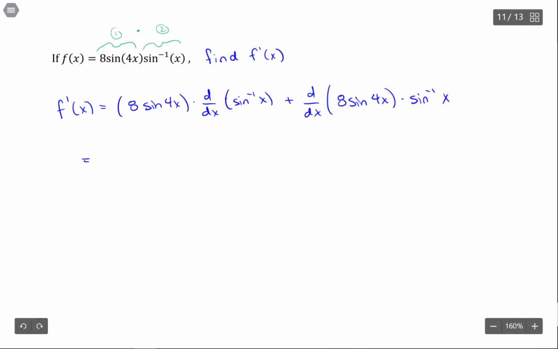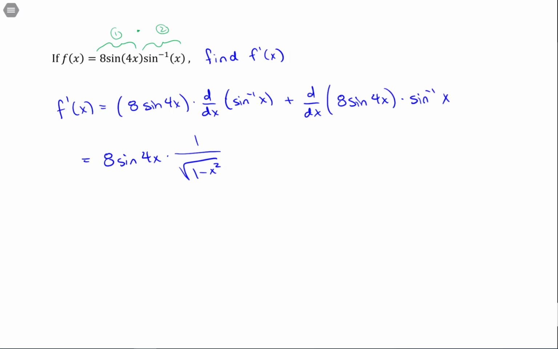All right, now we need to actually evaluate those derivatives. So 8 sine 4x, the derivative of arcsine is just 1 over the square root of 1 minus x squared. And that's just a formula you need to make sure you know. Probably won't guide you far in life, but it'll at least help you on this test.